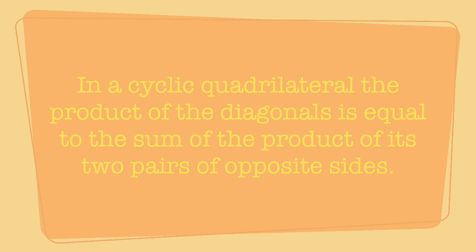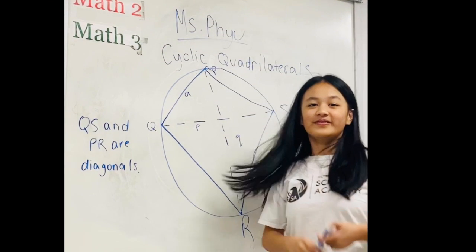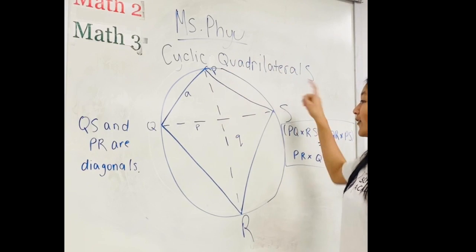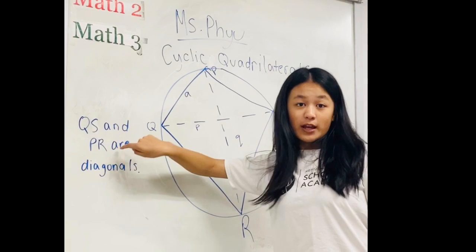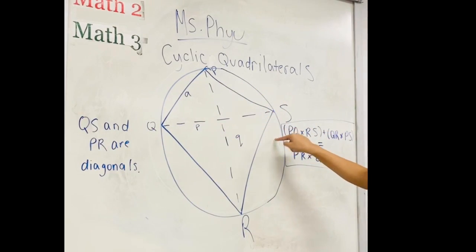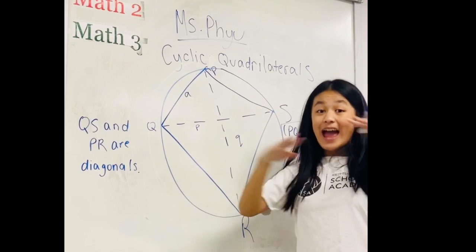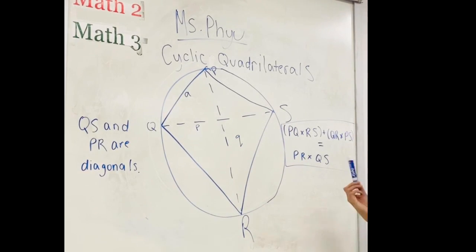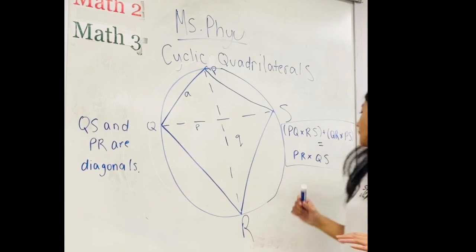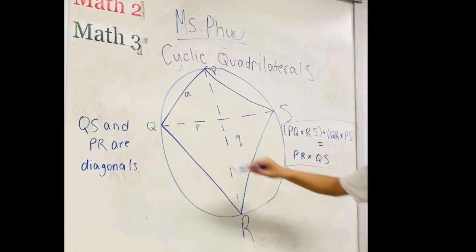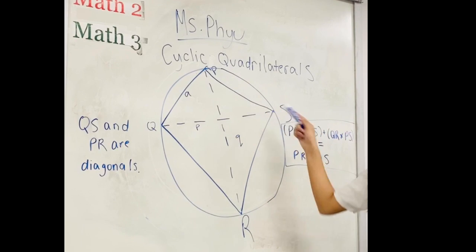Property number 3 states that in a cyclic quadrilateral, the product of the diagonals is equal to the sum of the products of its two pairs of opposite sides. An example of property number 3 is this problem right here. In this quadrilateral we know that QS and PR are diagonals, and we also know that PQ and RS are opposite sides. According to the property, if we add the product of those to the product of the other opposite sides, which are QR and PS, then that equals the product of the diagonals.